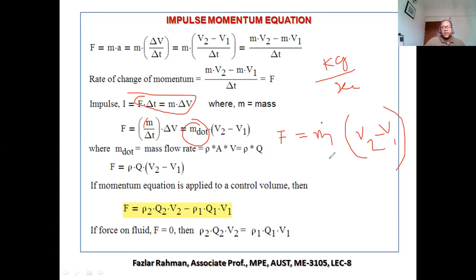Now, how do we figure out the mass flow rate? m dot equals Q into rho. Q is the flow rate, meter cube per second, and rho is in kg per meter cube. Multiply these two and you get the mass flow rate. And what is Q? Q equals area into V. So area into V into rho gives you the mass flow rate. So this m dot we can replace with rho Q, and we get V2 minus V1.